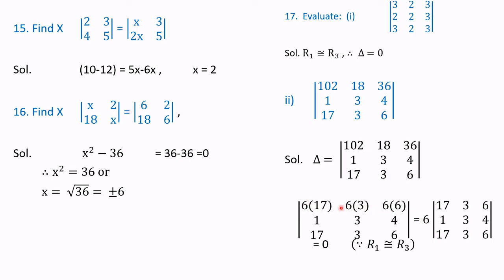Here in the first row we have taken 6 as a common scalar quantity outside. Then we get determinant 17, 3, 6 in row 1. In the second row as it is the numbers 1, 3, 4. And the last row is same 17, 3, 6. So row 1 is similar to row 3 here. Therefore, that value is 0.